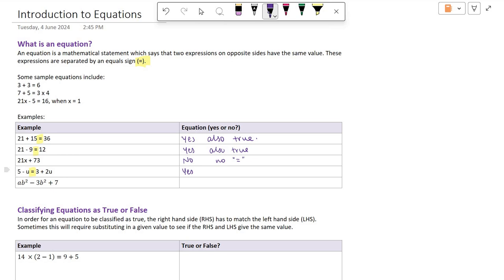Lastly, we've got that lovely expression there. No equal sign means not an equation. So even if it looks like it could be an equation, you're really just looking for, is there an equal sign? Yes or no?